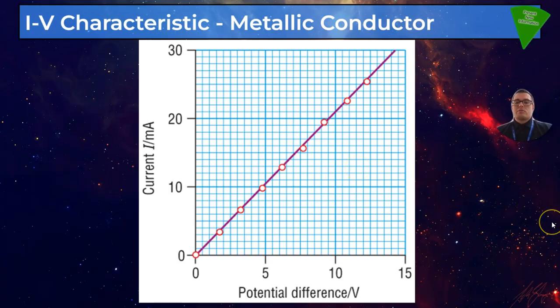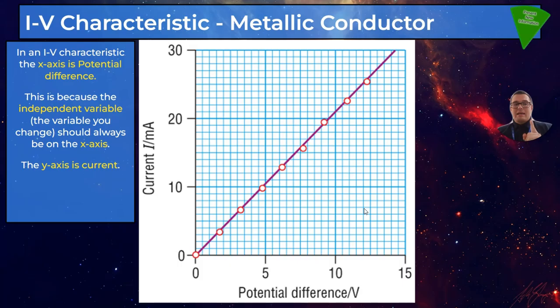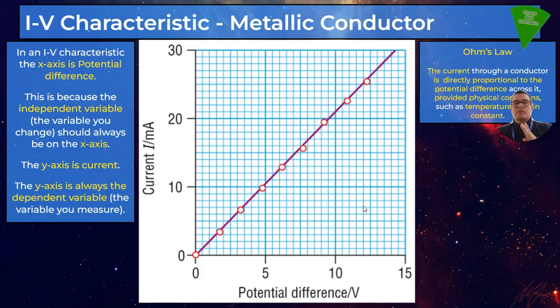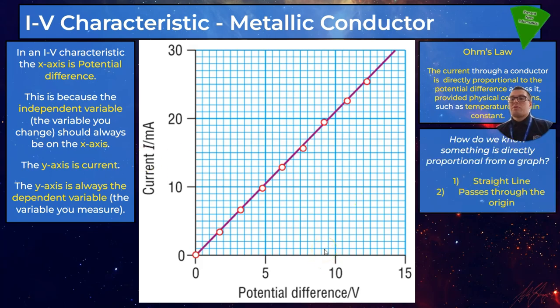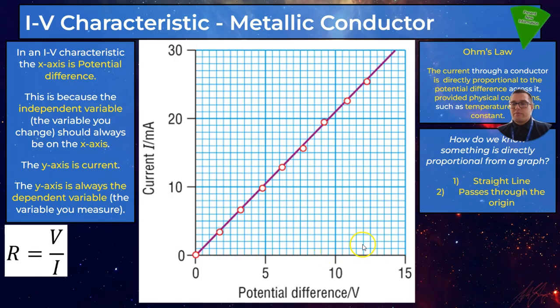So here is the IV characteristic for a metallic conductor, in other words a wire. So you've got current on the y-axis, potential difference on the x-axis. The three main things you need to know about this. The first is the shape. So the fact that this is a straight line and it goes through the origin are the two things that tell you Ohm's law, which is that current is directly proportional to potential difference. So anytime you have a straight line going through the origin, that tells you something is directly proportional. In this case, current and potential difference.